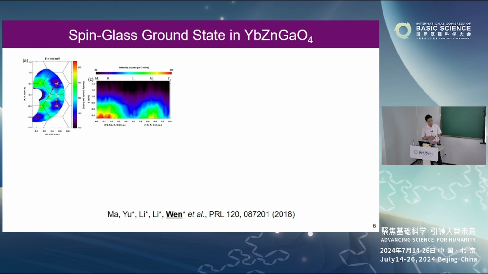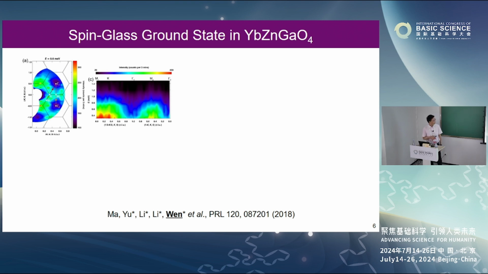But later we found that actually there are two problems. One is that in this material, the energy scale is pretty low. It's only on the order of 0.1 meV. And the second is that there is a very strong structural disorder in this material. So we are thinking whether there is any other reason for this kind of continuum.